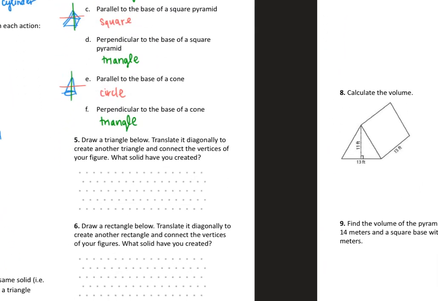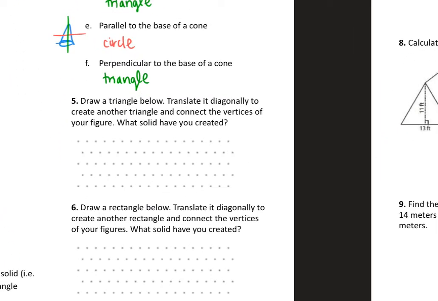All right, number 5 says draw a triangle below. So something like this. And then you're going to translate it diagonally to create another triangle. And then we're going to connect the vertices of the figure. The vertices are just the points. The solid that we create when we translate a triangle is a triangular prism.